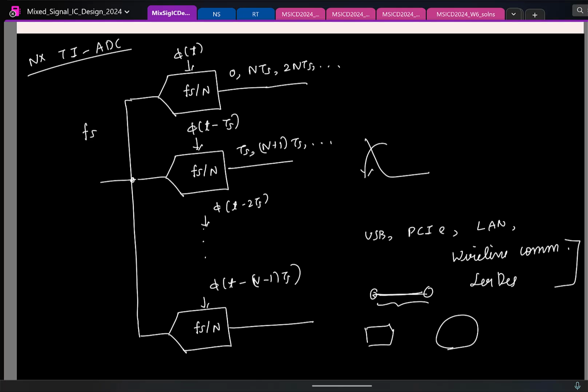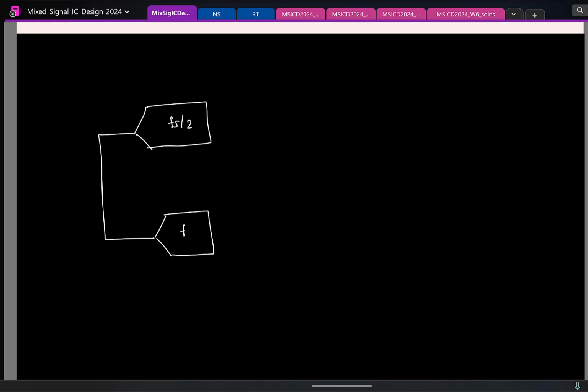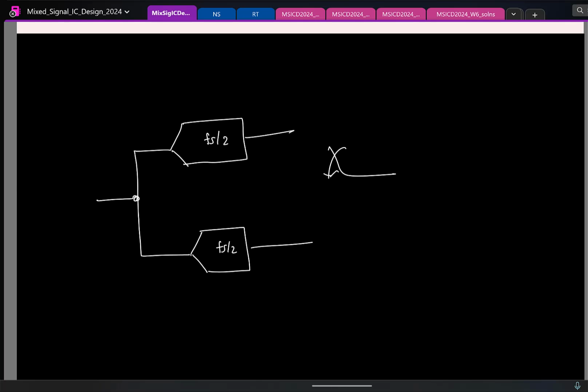Cool. So at this point, I thought you guys will ask me a question. As usual, since you are not asking, I'll ask it and answer myself. Let's say you take a 2x interleaved ADC. Let us say it is running at fs by 2. I have the second ADC also running at fs by 2, and then I multiplex this. What is the effective sampling rate I achieve here? Fs. This is my final sampling rate.